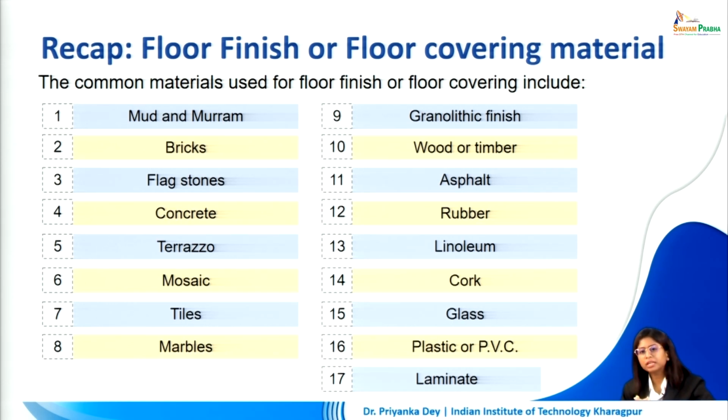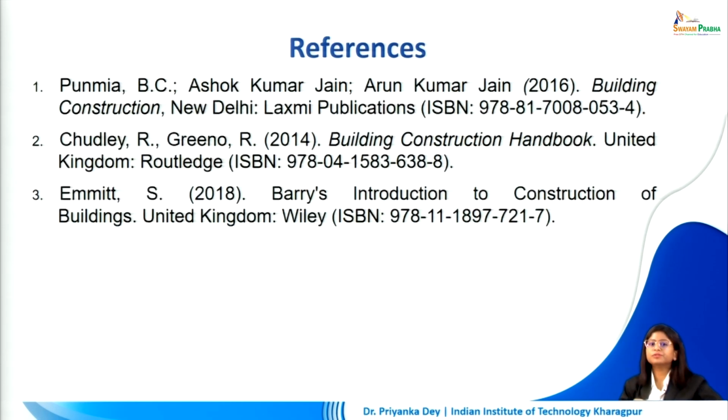Glass is a special type of flooring which we can use in case we want light to enter the floor below it. Plastic or PVC and laminate finishes can also be opted. Laminate is especially useful if we are going for a cosmetic finish over an existing flooring as well. So, those were the different types of floorings.